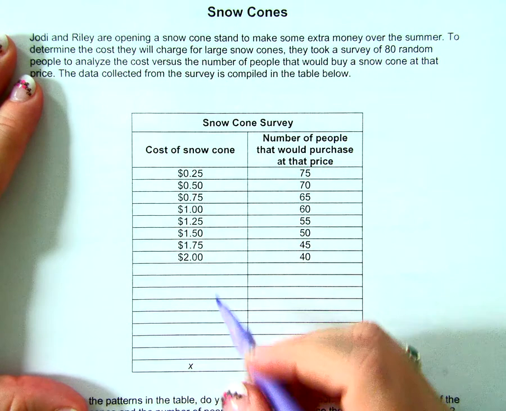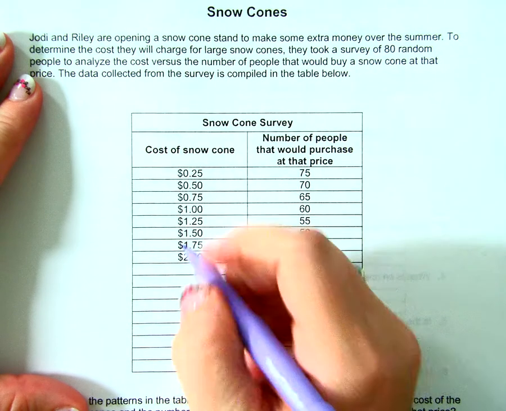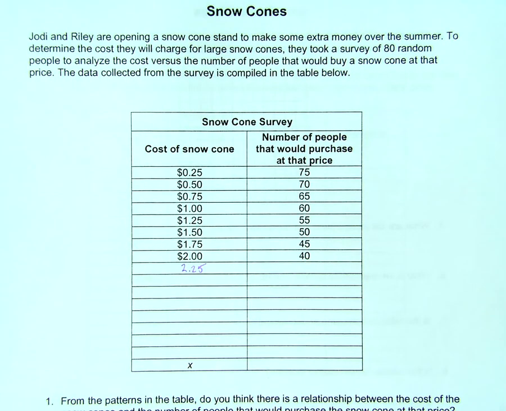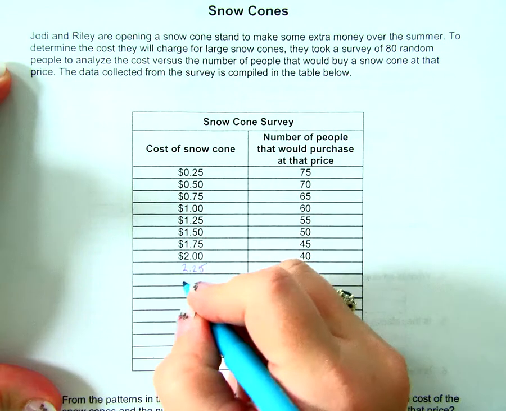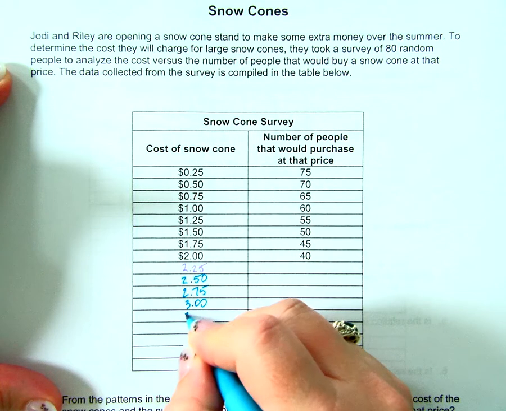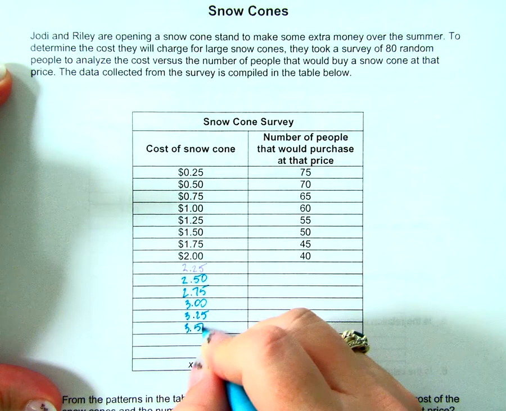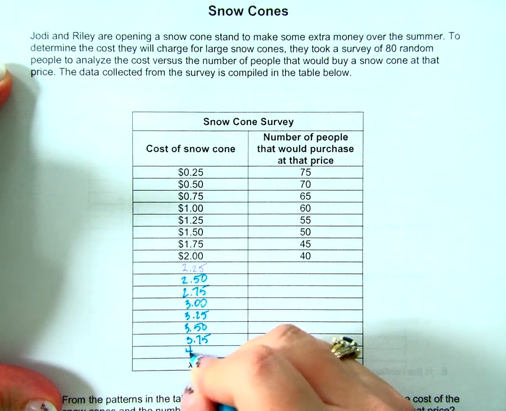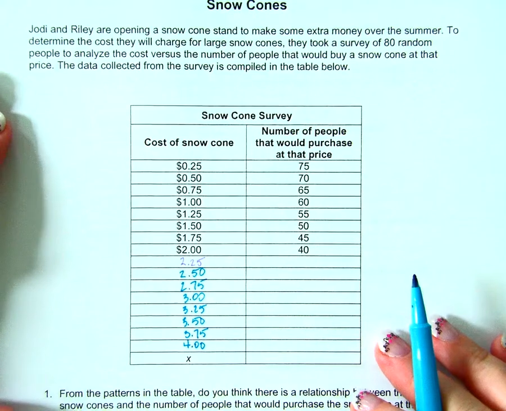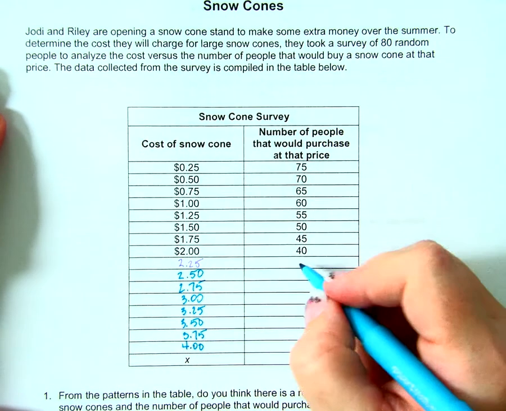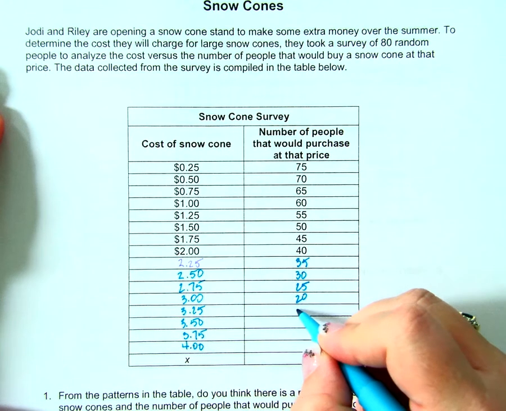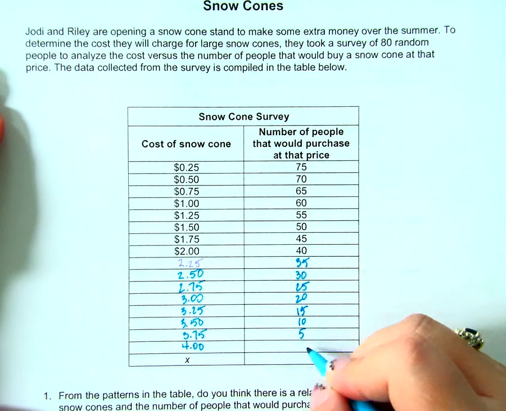Okay? So what's the pattern in the x's? Adding 25 cents, so 2.25, 2.50, 2.75, 3.25, 3.50, 3.75, and 4. And then x, right? Okay. What's the pattern in the Y column? Down by 5s. So 35, 30, 25, 20, 15, 10, 5, 0.